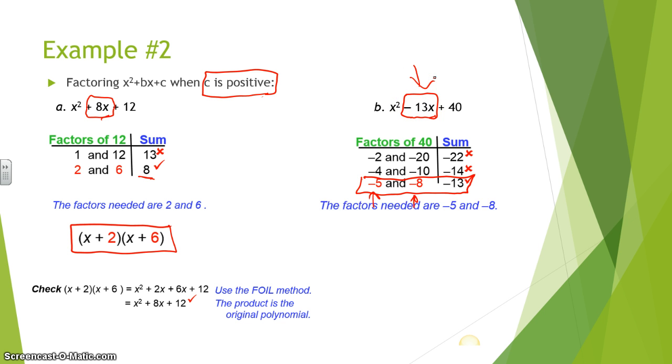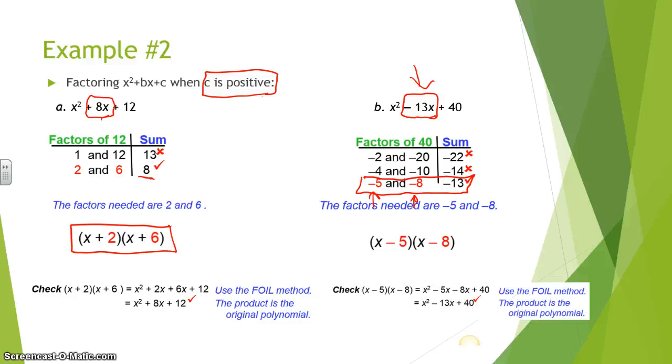So my factors of this are going to be negative 5 and negative 8, and my final answer will be x minus 5, x minus 8. You can check your work by using the FOIL method, and you would end up with the original trinomial x squared minus 13x plus 40.